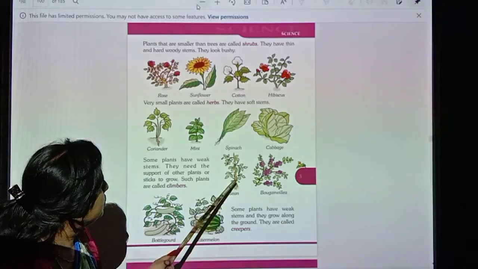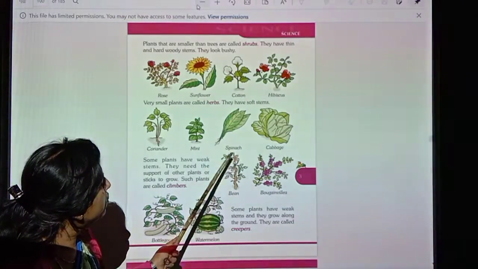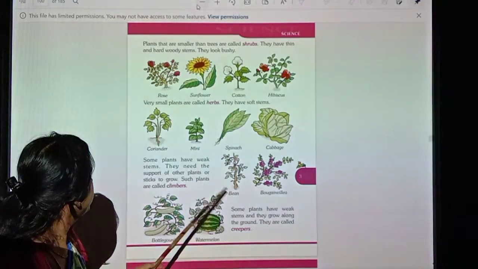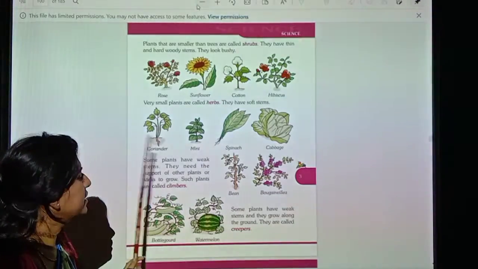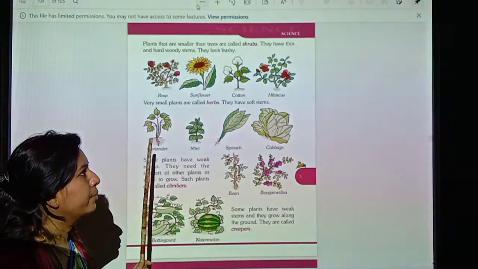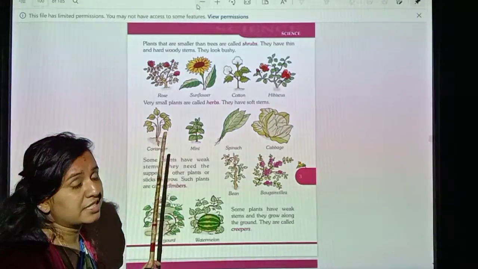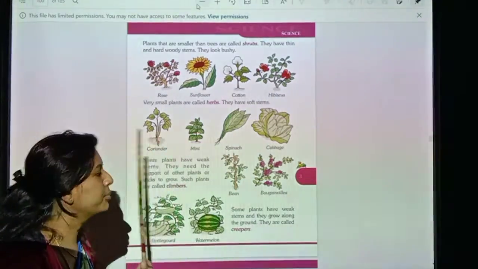Like this, it will grow. It takes support, it will grow. Like beans, money plant, jasmine, all these are climbers.